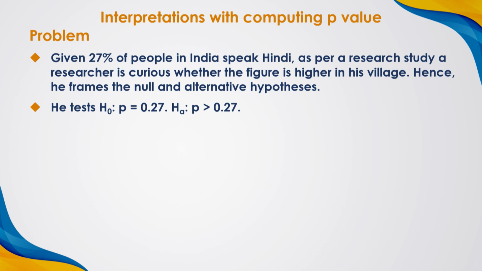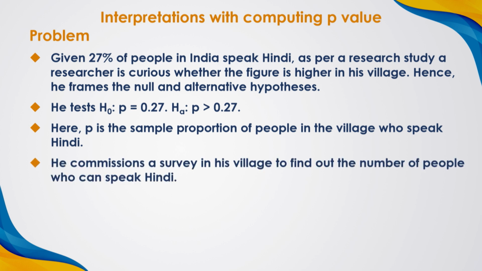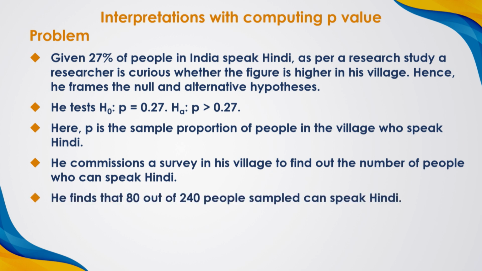His curiosity is to know whether his village's literacy rate is more than 27%. Therefore, that is reflected in the alternative hypothesis as the research hypothesis. Here p is the sample proportion of the people in the village who speak Hindi. So he has conducted a survey and, based on that survey, he came to a conclusion. He commissions a survey in his village and finds out the number of people who can speak Hindi. He finds that 80 out of 240 people sampled can speak Hindi.